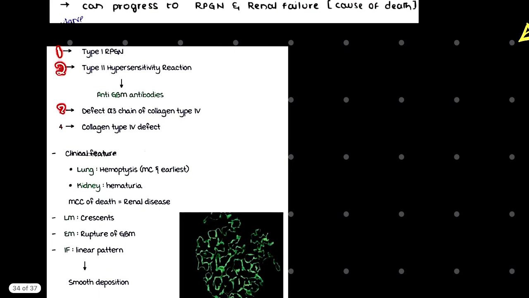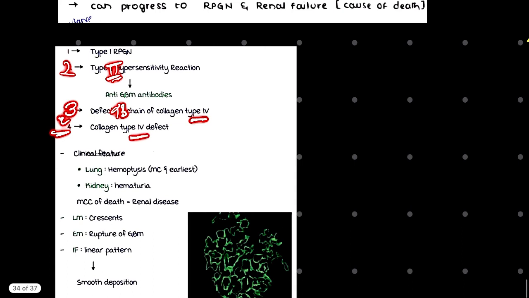Similarly, it is the mnemonic 1 2 3 4, right. From 1, it is type 1 RPGN, rapidly proliferative glomerulonephritis is an example of type 1, if you remember the different types of RPGN, right. From 2, as you have already mentioned, it is a type 2 hypersensitivity reaction, right. And talking about 3, there will be a defect in the alpha 3 chain of collagen type 4, and from 4 there will be collagen type 4 defect, right.